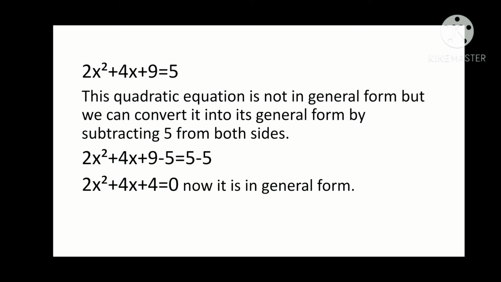2x squared plus 4x plus 9 is equal to 5. Is this quadratic equation in its general form? The answer is no, because there is 5 on the right hand side of the equation. It should be 0. We can convert it into its general form. Simply subtract 5 from both sides of the equation and you get it in its general form, which is 2x squared plus 4x plus 4 is equal to 0.